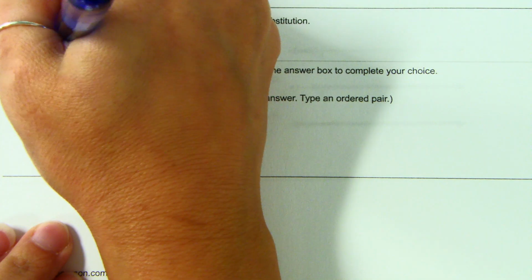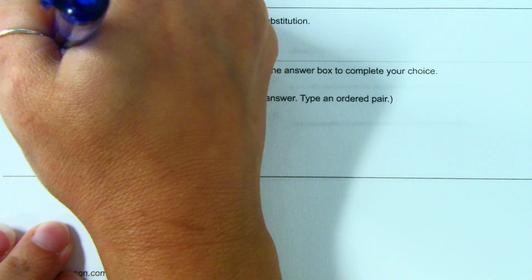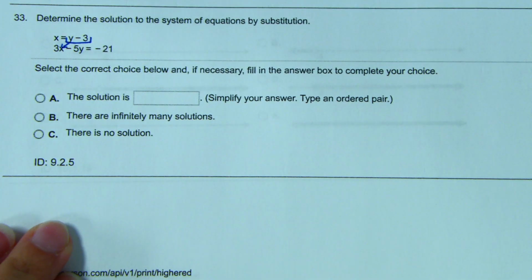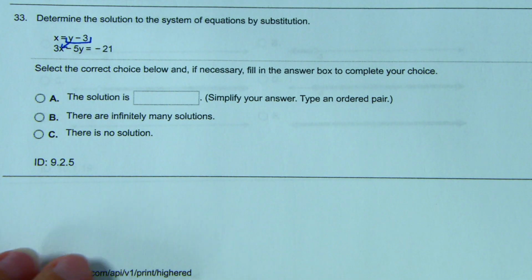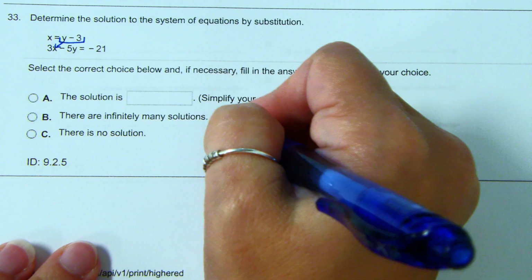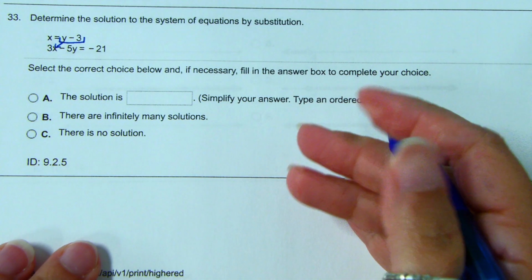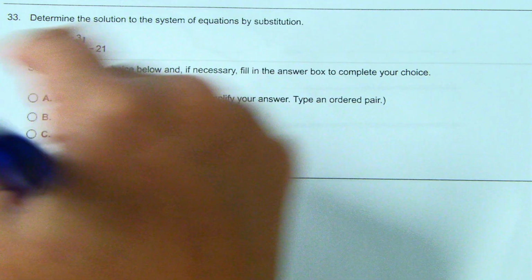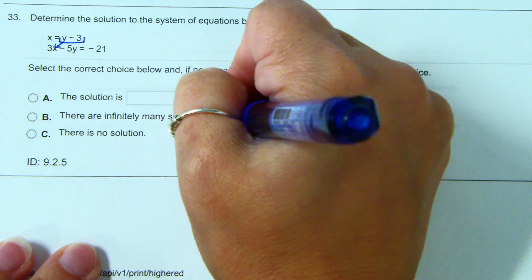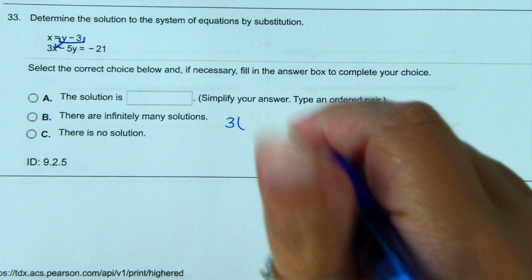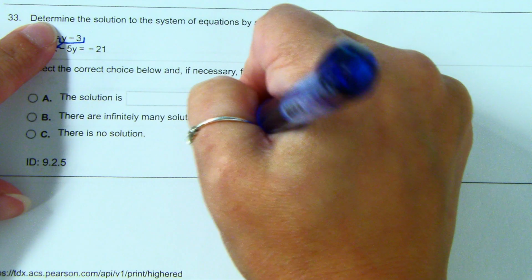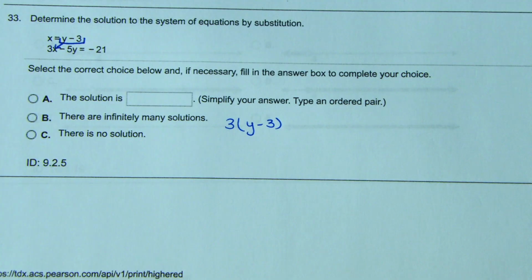But it says 3x minus 5y equals a negative 21. But instead of writing x, I get to write the y minus 3 because that's what x equals. Then minus 5y equals a negative 21. Now I have one equation with one variable. I can solve that. In order to get rid of the parentheses, I have to distribute the 3.